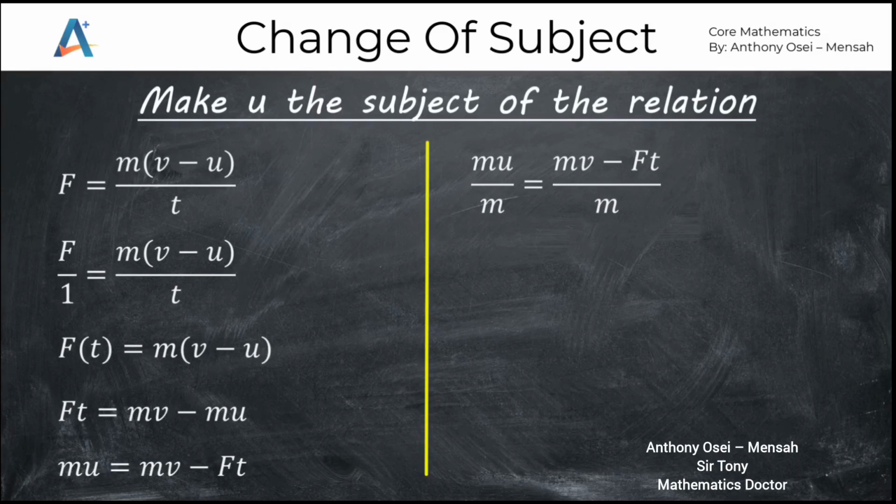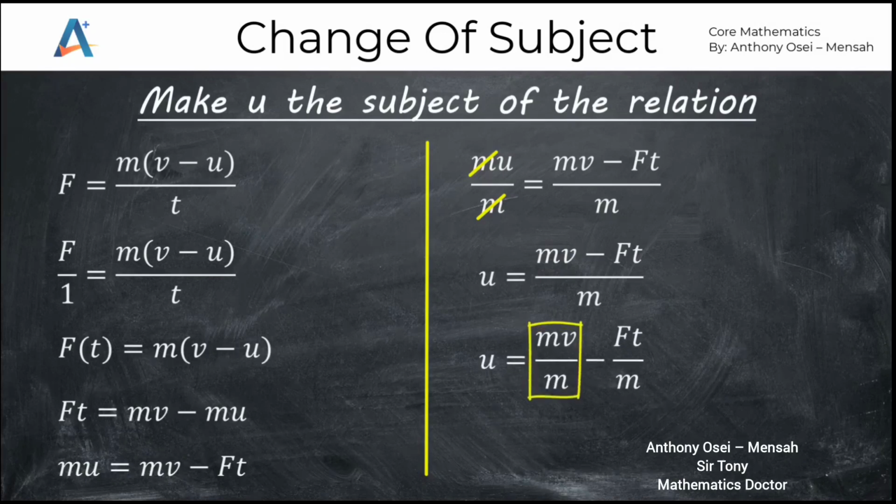We divide here by m to make u stand alone, divide here too by m. So m will cancel m, making u stand alone. So u will be equal to mv minus ft all over m. As usual, we can simplify further by cancelling out. But if you want to cancel m with the m, you have to do it well. This is why I'm saying that u is equal to, it becomes mv divided by m alone, which is mv over m, minus ft over m.